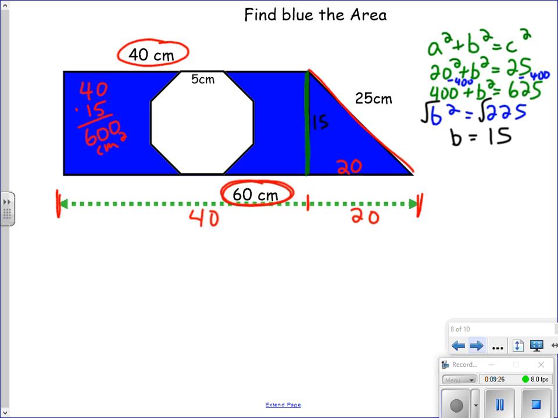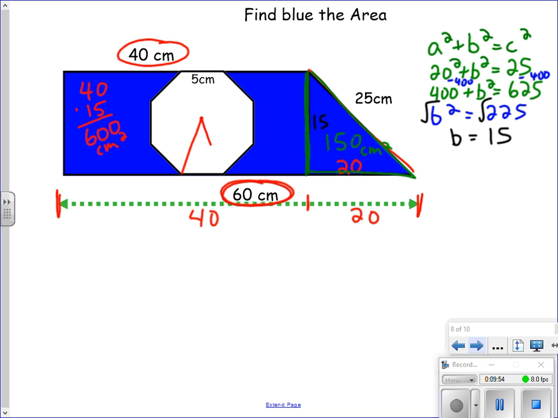I'm going to find the area of this triangle next. So this triangle over here has a base of 20 and a height of 15. So that's 20 times 15 divided by 2. That would be 300 divided by 2. This area is going to be 150. And then the hardest part, probably for most people, is to find the area of this octagon.